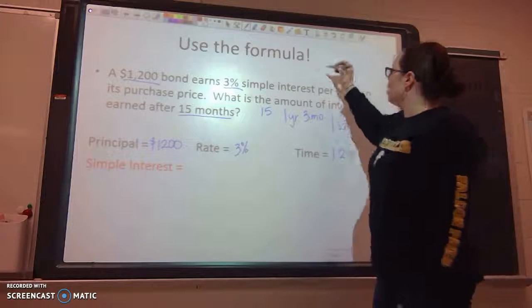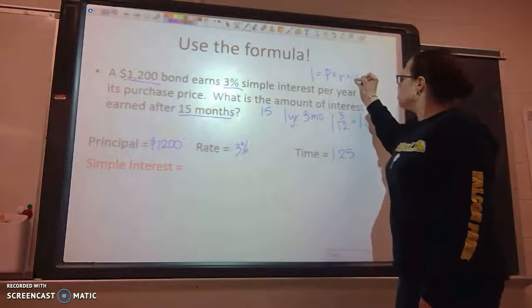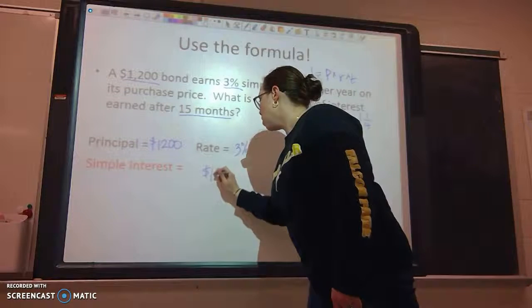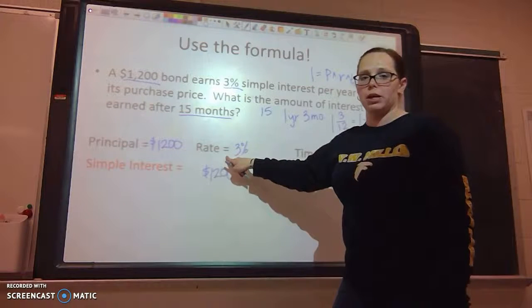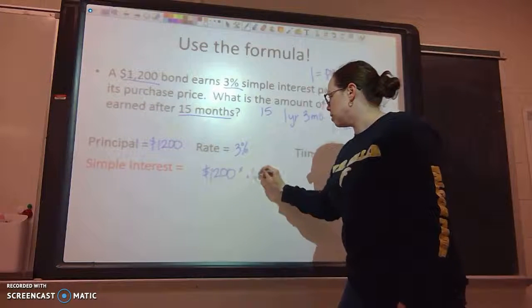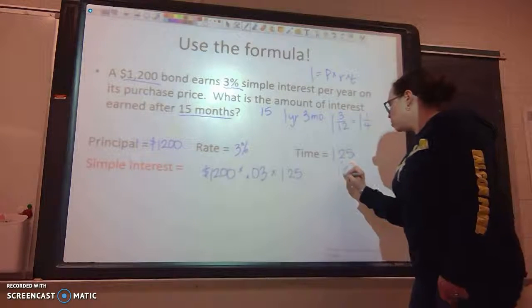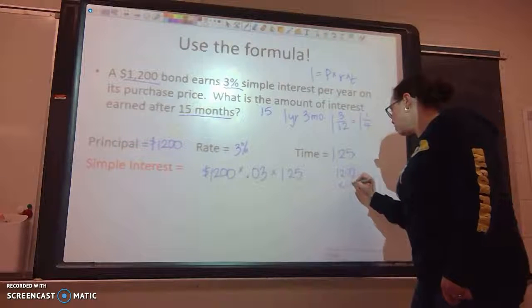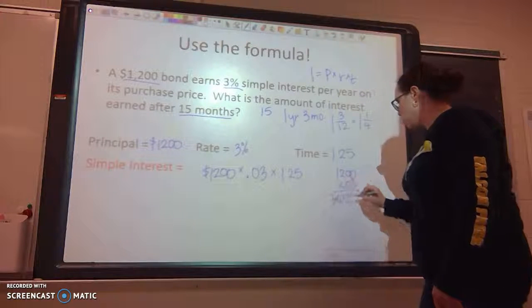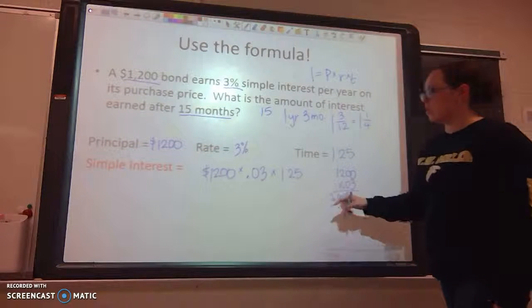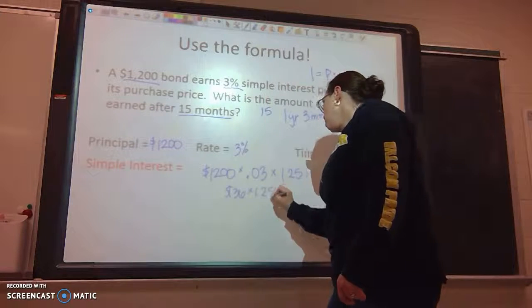So 1.25. Again, our formula is interest equals principal times rate times time. So principal, 1,200, times rate. 3% as a decimal, we should know by now, we're moving our decimal place twice. So 0.03 times time of 1.25. Now all I have to do is multiply. So 1,200 times 0.03. I have 2 zeros. 2 times 3 is 6. 1 times 3 is 3. 2 numbers to the right of the decimal place. I have $36 here.